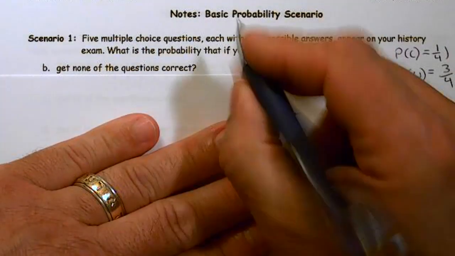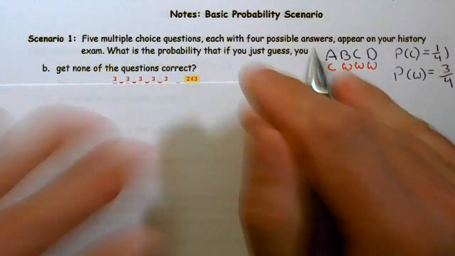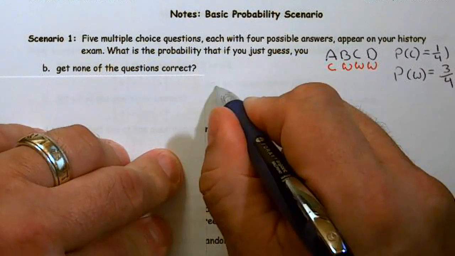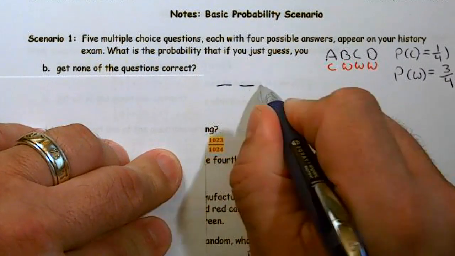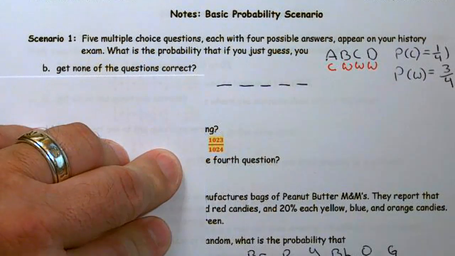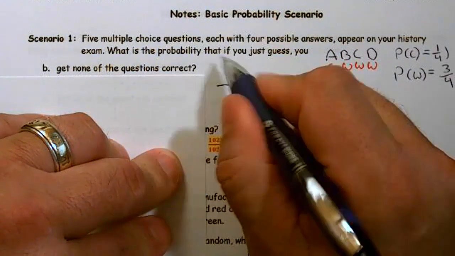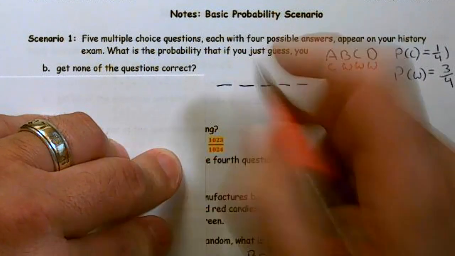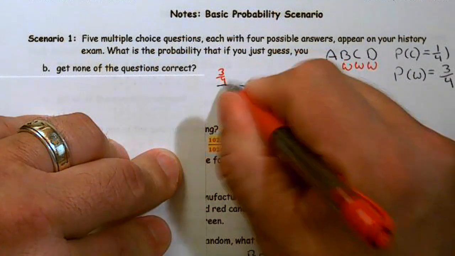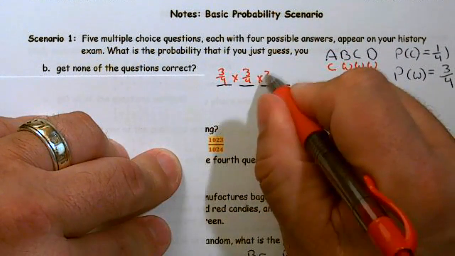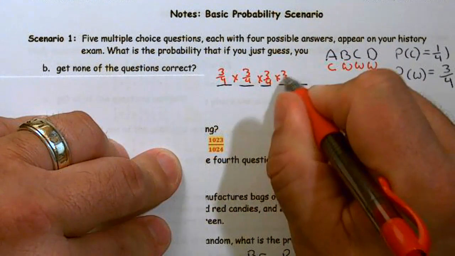Well, how many questions were there? Well, in this particular case, we know we had 5 questions. So that means I need 5 blanks, 1, 2, 3, 4, 5. And I got none correct. That means every single one of them were wrong. So I fill in the blanks and I go 3/4 times 3/4. And by the time I get to this, I'm tired of writing 3/4, and that is fine.